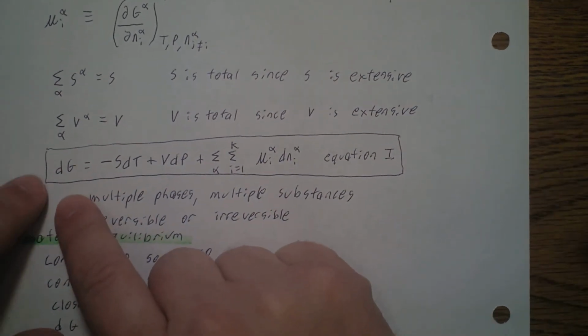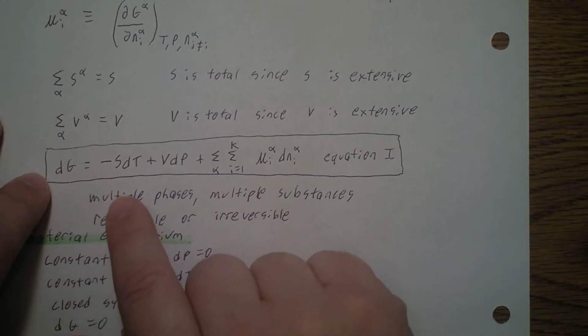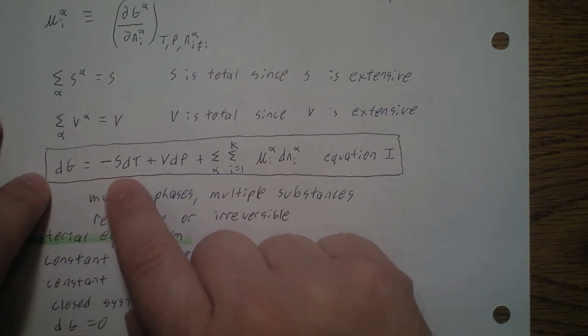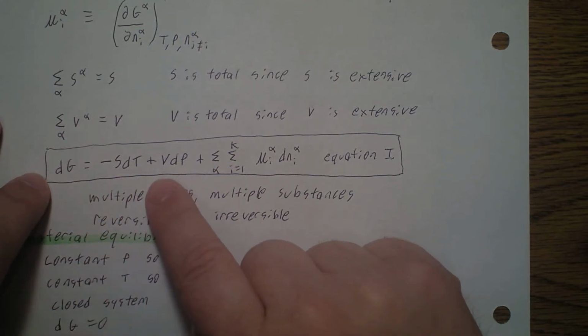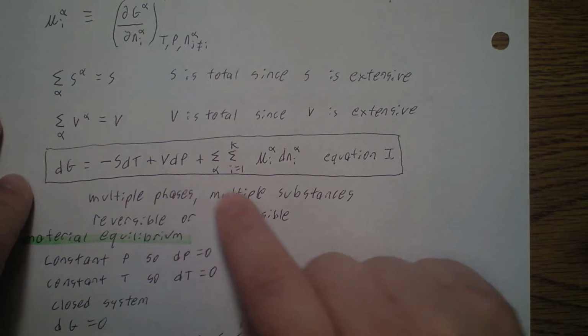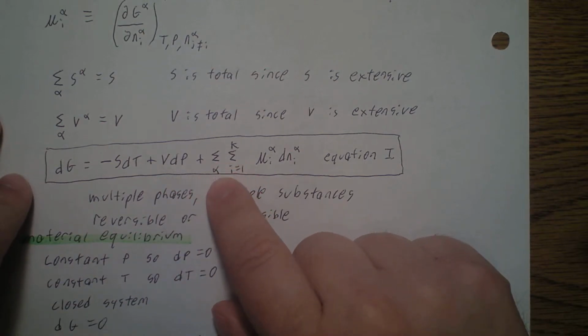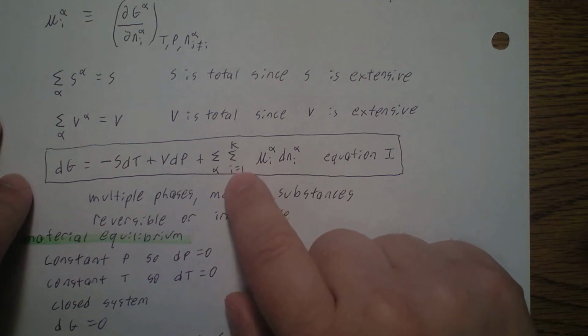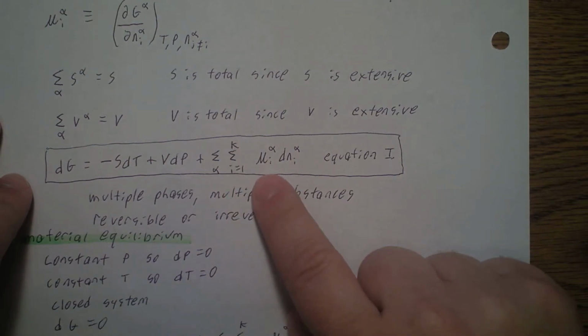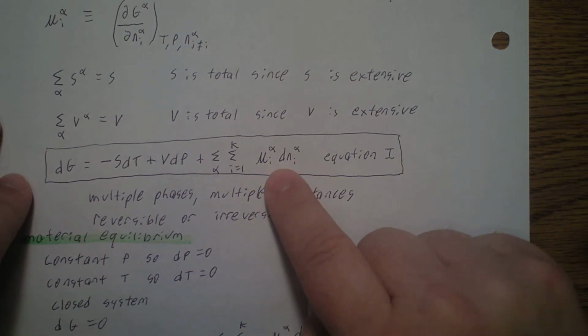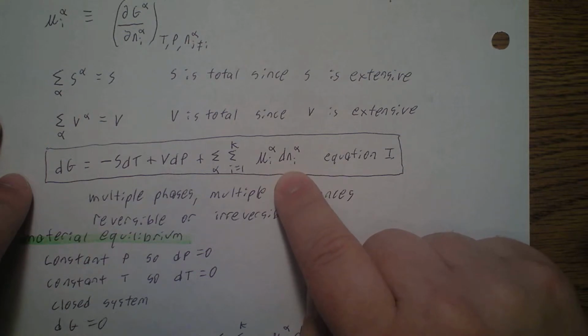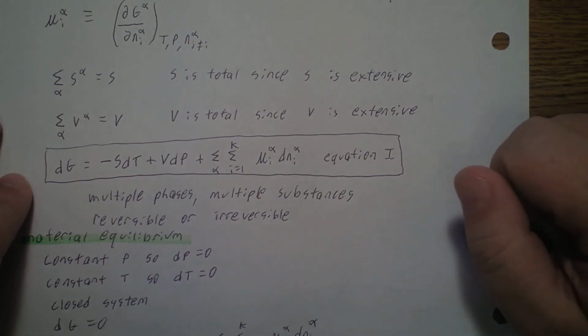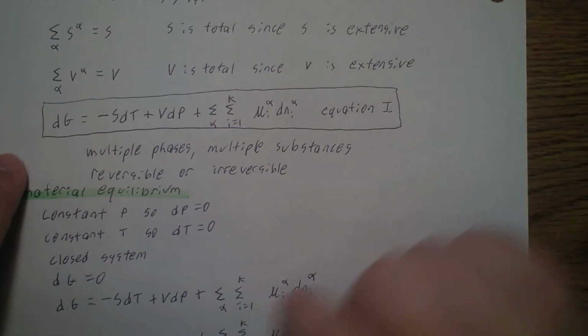So now we have the differential of the Gibbs free energy is going to be minus the entropy times the differential of temperature, plus volume times the differential of pressure, plus the sum over all the phases alpha and the sum over all the substances i to K of the chemical potential i in phase alpha times the differential of the number of moles of substance i in phase alpha. We're going to call this equation 1 so we can refer back to it.